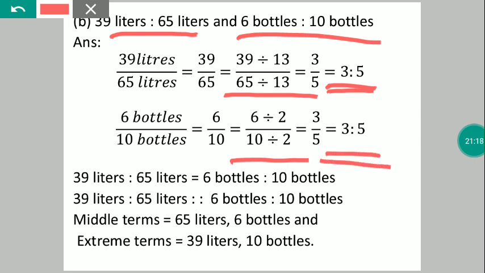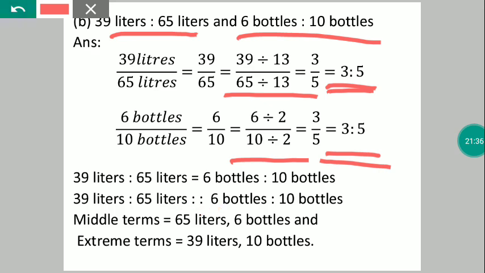Now both the ratios are the same. So 39 liters is to 65 liters, which is equal to 6 bottles is to 10 bottles. The ratios are the same, so the quantities are in proportion. So here we use the symbol of proportion. So the first two quantities are in proportion to the other two quantities.